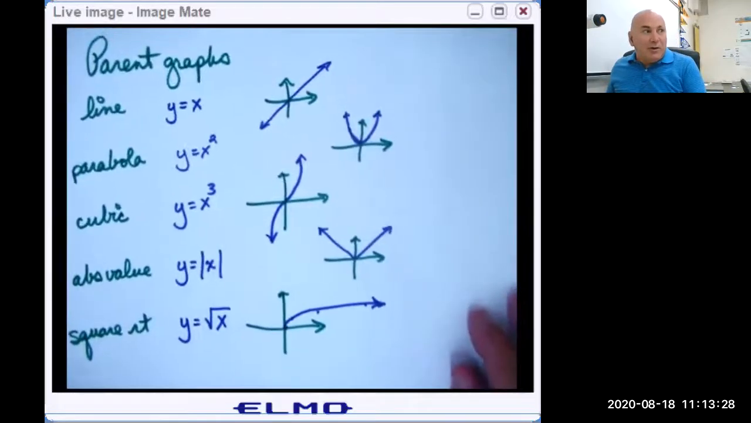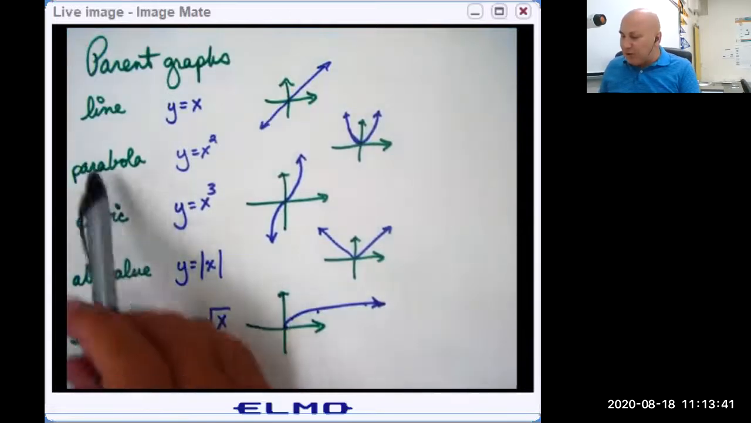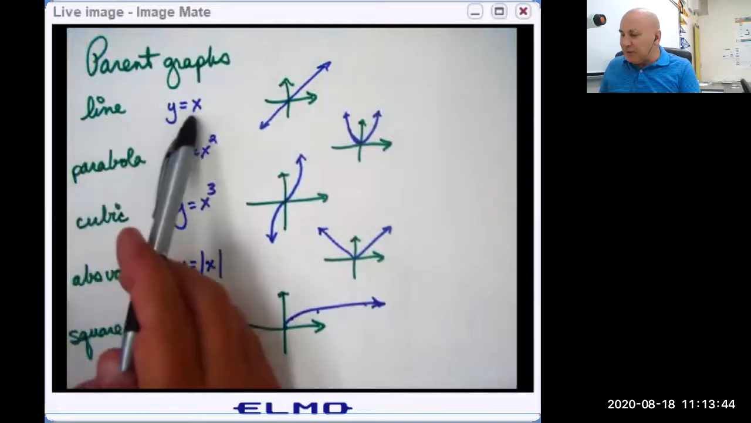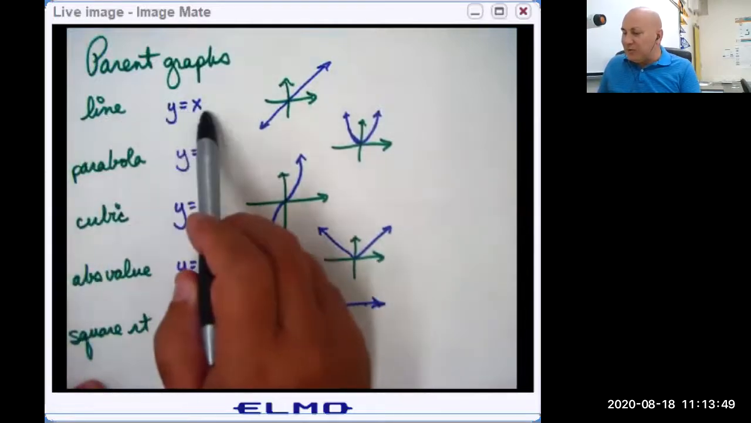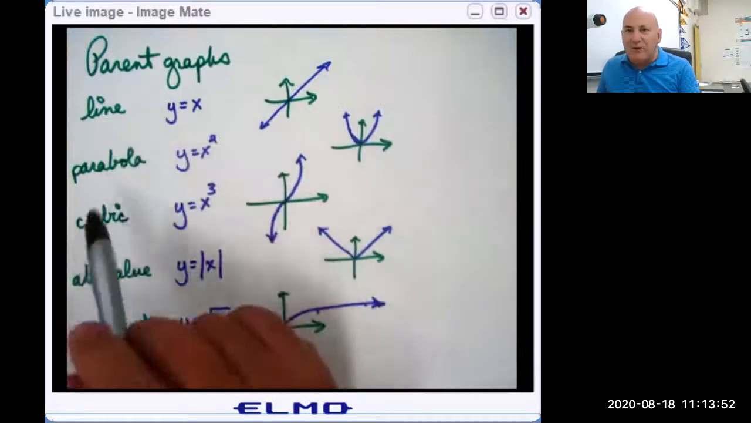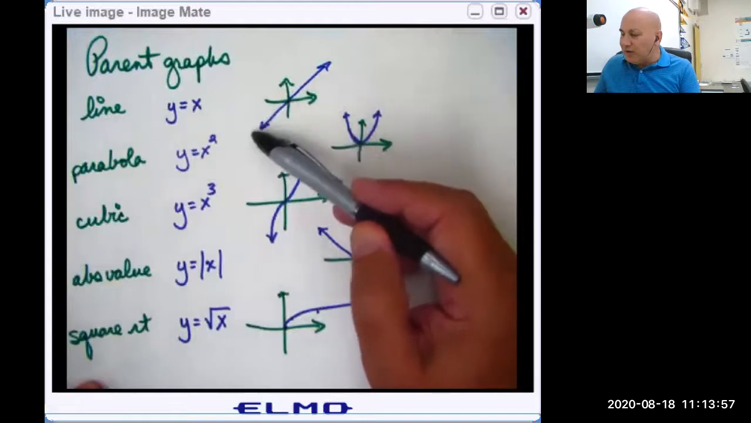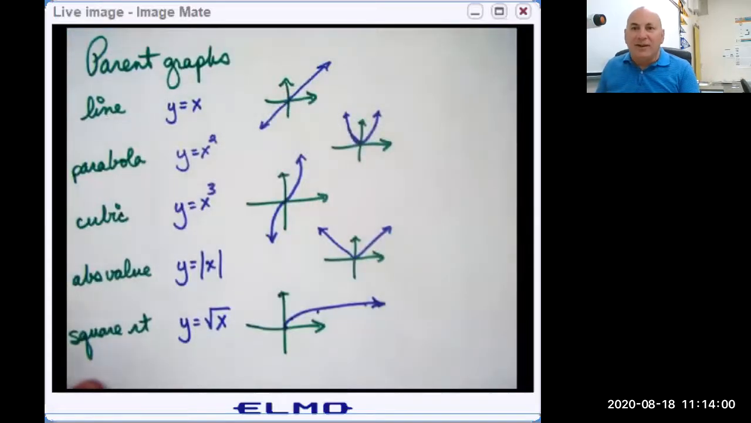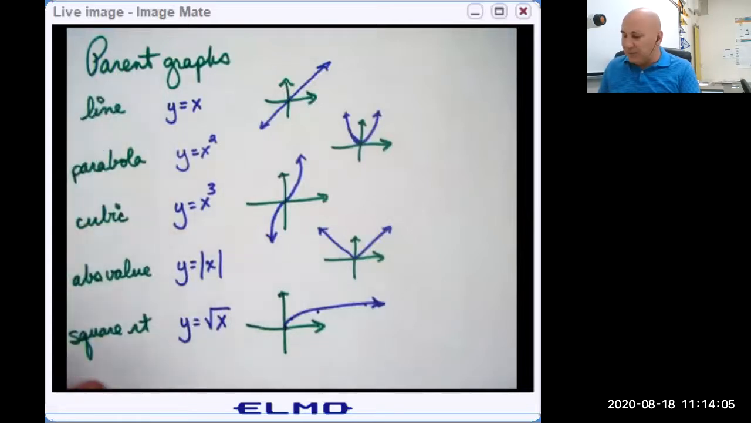Now this one is very important, muy importante. These are parent graphs. Parent graphs are the simplest form of a variety of, or a family of graphs. So lines, the simplest form is y equals x. Now, if we maneuvered that a little bit, we could change the slope, we could change the y-intercept, we'd get a different line. But y equals x goes through the origin, has a slope of 1, is our most basic line. So it's called the parent graph for all other lines.